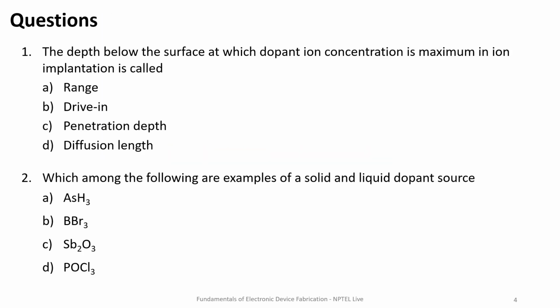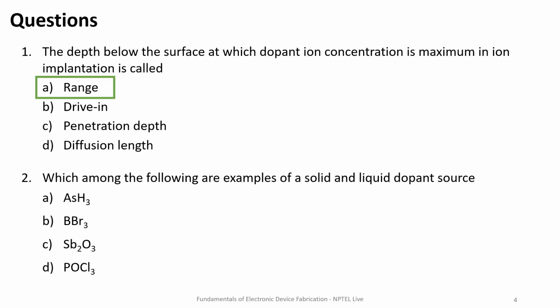So the first question is a very simple direct question that we already discussed. The depth below the surface at which dopant ion concentration is maximum in ion implantation is called range. So next is, which among the following are examples of a solid and liquid dopant source?